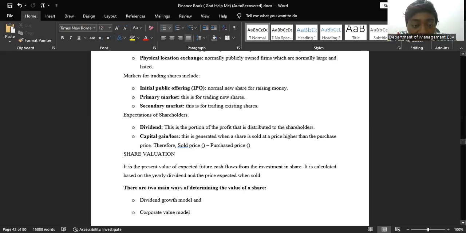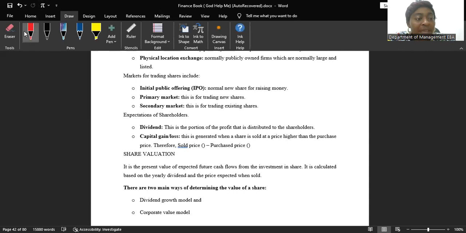So let's use some figures here for a better understanding. Let's say you purchase your shares at 0.90 cedis per share. However, when you wanted to sell, you were able to sell at 1 cedi. You are making a 10 pesewas gain. This is a capital gain.